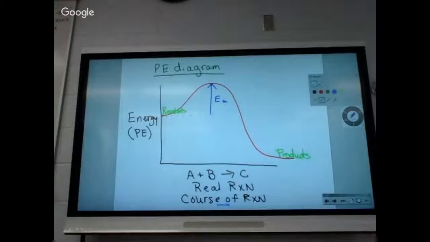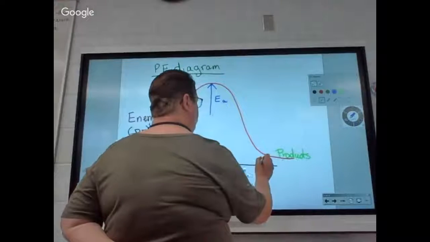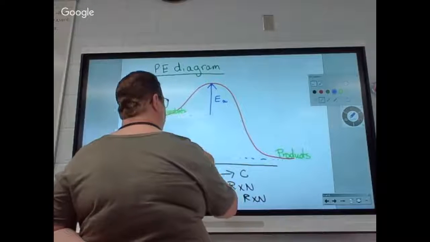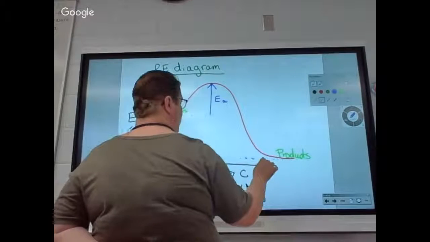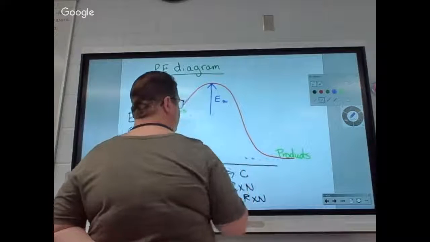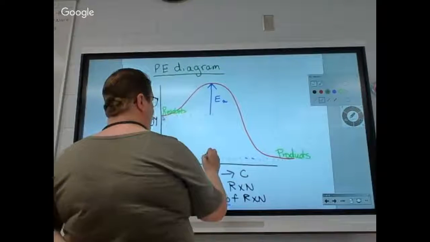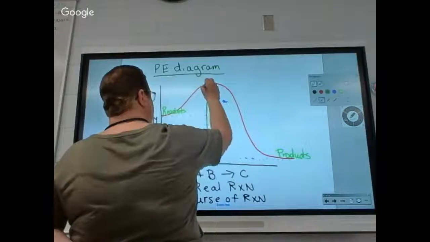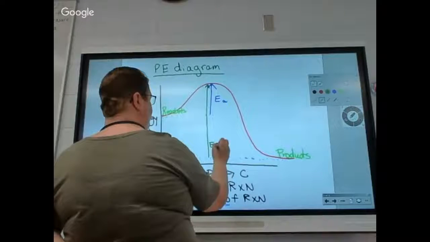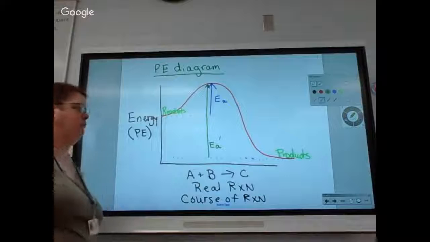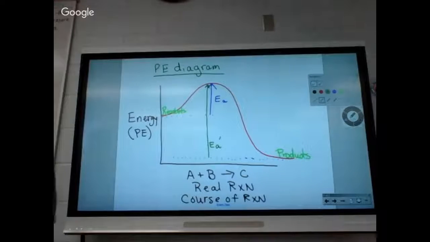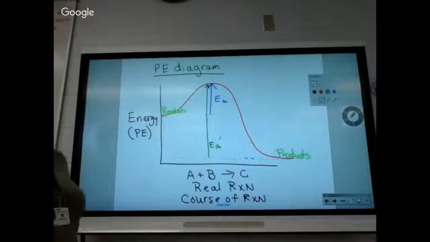Now, EA reverse would have to go from where? The products. So let me draw a line from here. All right, so here are the products. So if I want to do EA reverse, I have to go from the products to the top of the curve. That's EA reverse. Right? So which one requires less energy, the forward reaction or the reverse reaction? The forward reaction. It's much easier to go the forward way. Reverse reaction, that's a heck of a hill.